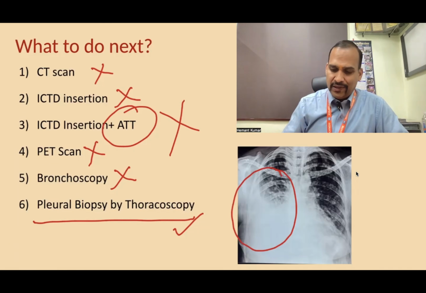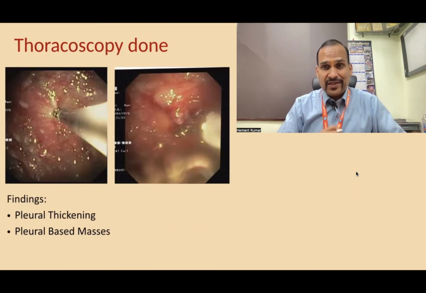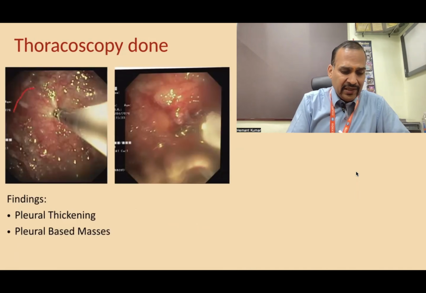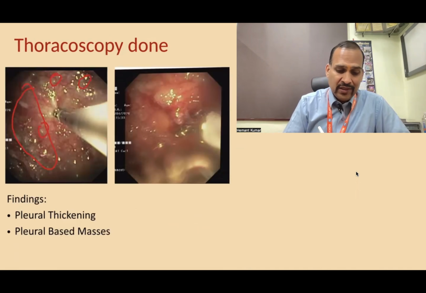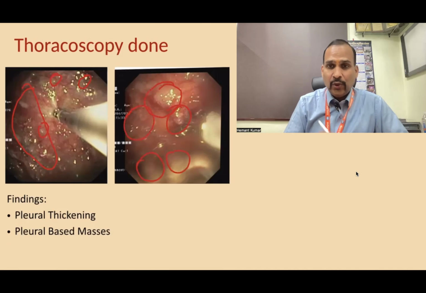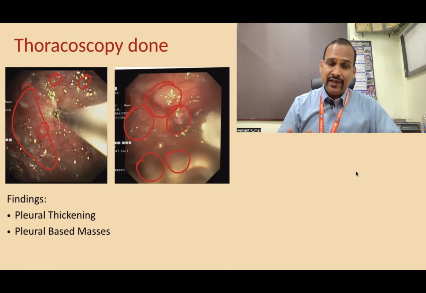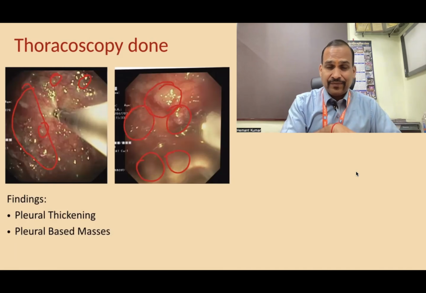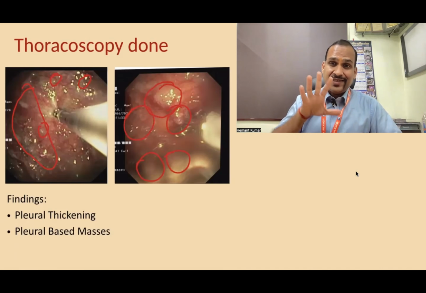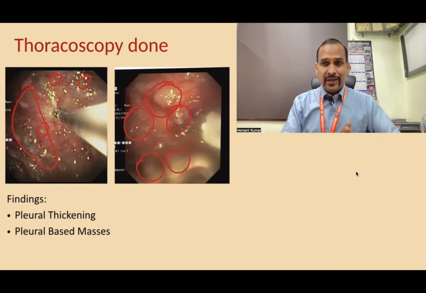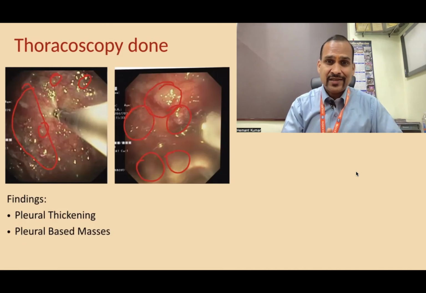So we did thoracoscopy in this patient, and this is the thoracoscopic picture. In the first image you can appreciate there is pleural thickening, and you can see there are pleural nodules also. Can you appreciate? In the second image you can see there's a pleural based mass. So in this young lady with massive pleural effusion, with low ADA, with this thoracoscopy picture, now the diagnosis is malignancy. Though it is not confirmed, our high suspicion is malignancy, not tuberculosis.